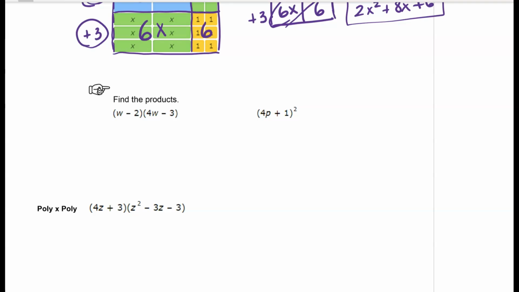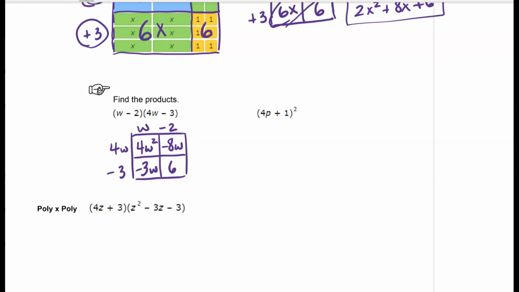Let's find the product of these two binomials. So I need a 2 by 2 box. It doesn't matter which factor you put across the top and which factor you put down the side. That order does not matter. Now I want to multiply 4w times w, which gives me 4w squared. Negative 2 times 4w is negative 8w. W times negative 3 is negative 3w. And negative 2 times negative 3 is a positive 6.